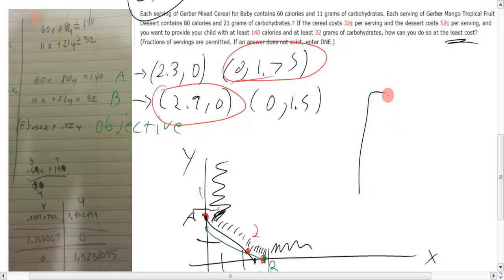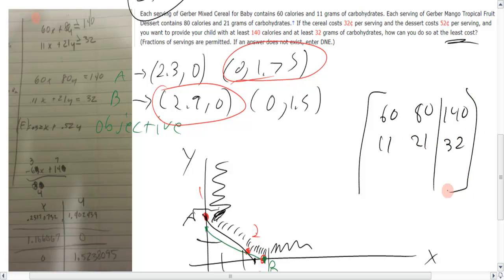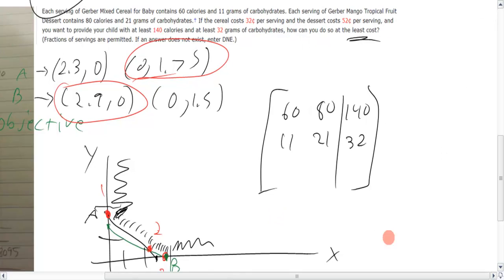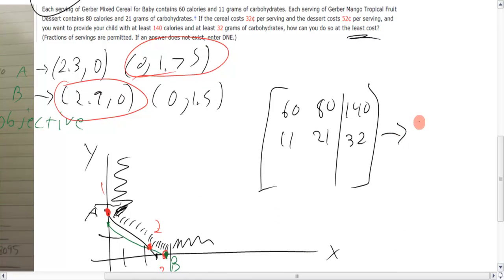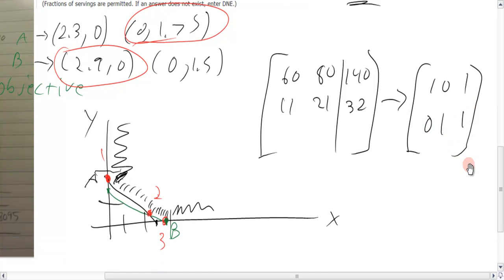So we're just going to go ahead and set up 60, 80, 140. Next one, 11, 21, 32. Throw that in the graphing calculator, reduced row echelon form, and let's see. When I do that in the calculator, of course you could do it using Gauss-Jordan by hand, but the calculator ends up spitting out 1, 0, 1, 0, 1, 1. Of course we know how to interpret that at this point as x equals 1, y equals 1, but that's really an ordered pair of (1, 1). So therefore we know this point right here is (1, 1).